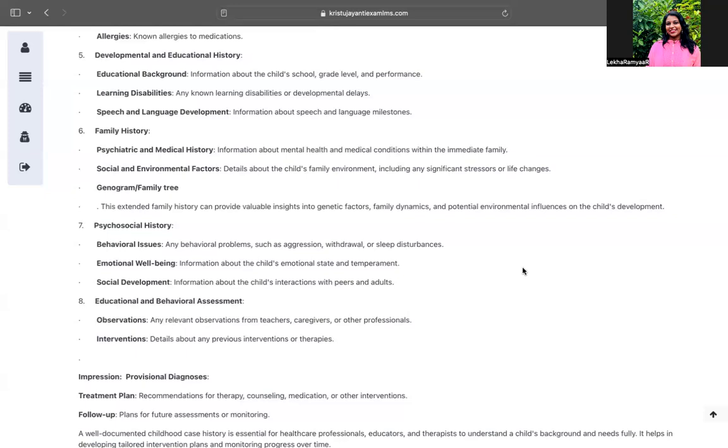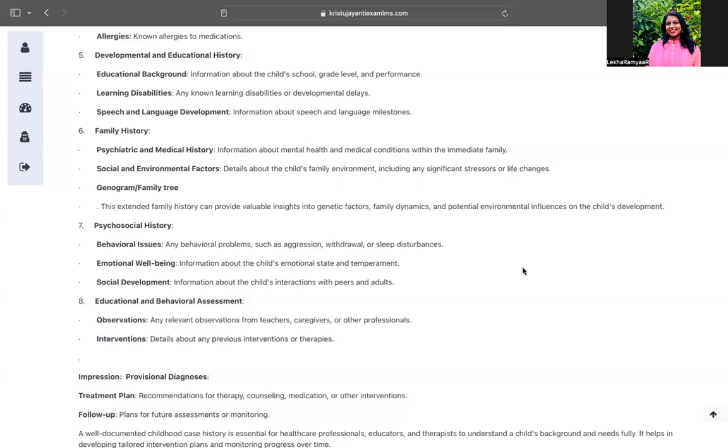Next one is educational and behavioral assessment. So, this is to ask whether there were any observations from the teachers or from the child's other caregivers or any other professional whom they have been to earlier. Any significant observation should also be noted down. And if there were any interventions that were administered to this child in the past, that should also be taken from the parents or the informants, because we need to understand whether the diagnosis was correct and whether the interventions worked with the child. If it worked for a period of time and then it stopped working, we need to understand why it stopped working and then modify accordingly.